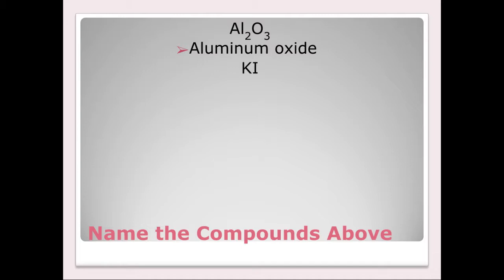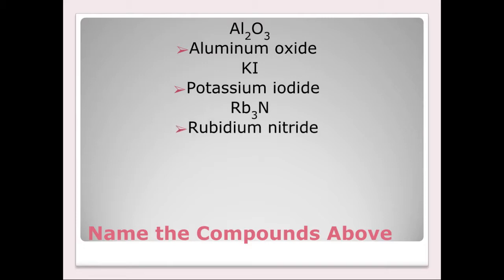KI, our ion name for KI would be potassium iodide. The name for Rb3N would be rubidium nitride. Remember that we don't need to specify that there are 3 rubidiums in this compound.